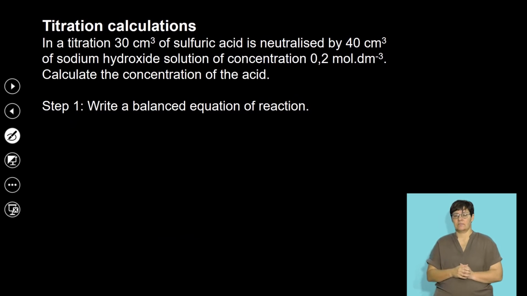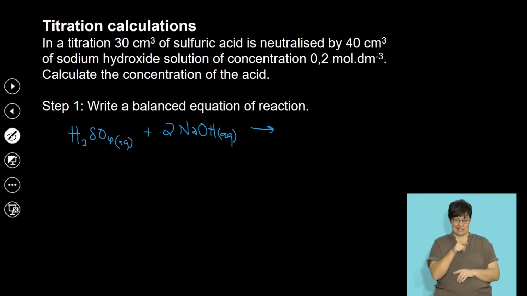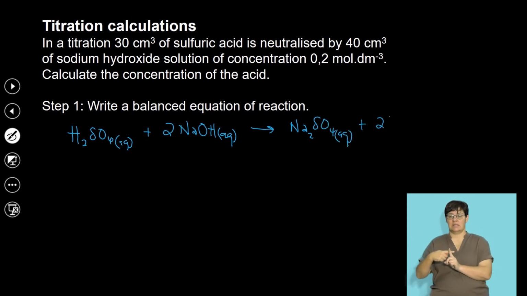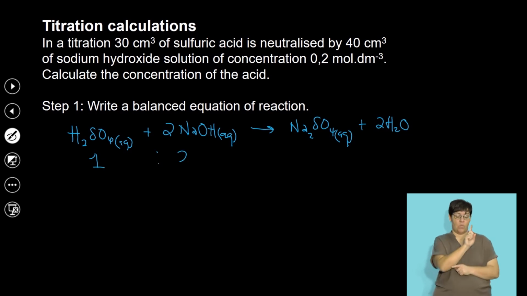Now the balanced equation of reaction becomes H2SO4, that's the sulfuric acid, plus 2 moles of sodium hydroxide, which is our standard solution, a base in this case. Then we've got Na2SO4, the salt, plus 2H2O, right? Now, what is our stoichiometric ratio? It's 1:2. Okay, so this is the balanced equation, right?